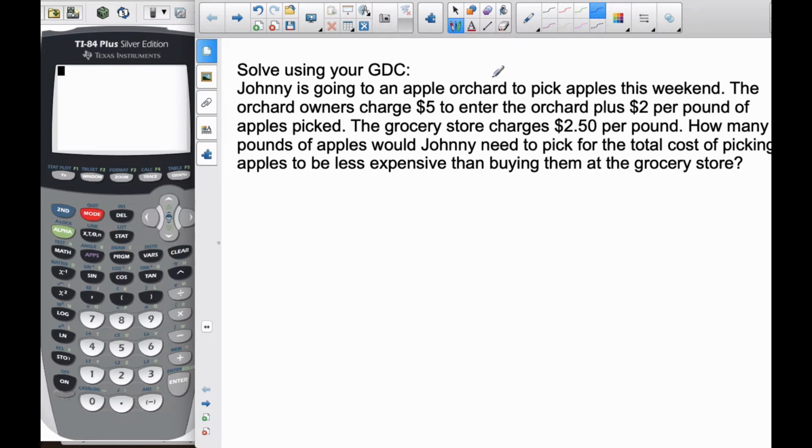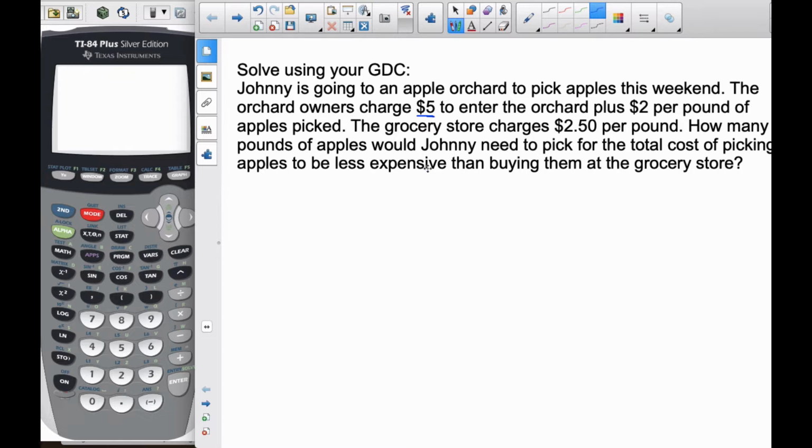Oh, we should be back now. So we're going to go to Apple Orchard and pick apples this weekend. The owner charges $5 just to get into the orchard, plus $2 for every pound of apples I pick. The grocery store charges $2.50 per pound. It's kind of like kilograms. How many pounds of apples would Johnny need to pick for the total cost of picking the apples to be less expensive than buying them at the grocery store?